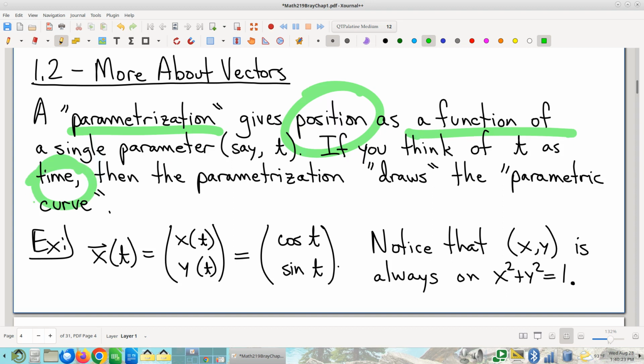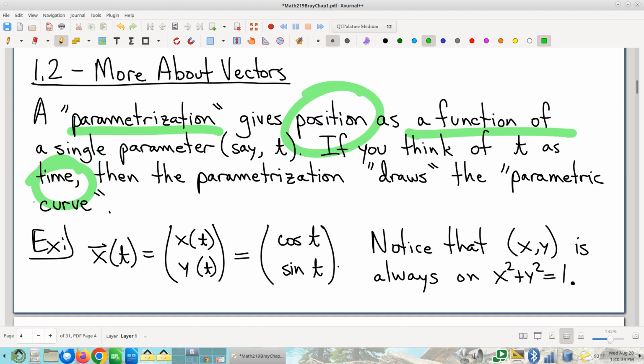You don't have to think of it as time, but it could be any single parameter. And in some cases, maybe something other than time makes sense. But as a default, getting-started point of view, I think it's good to think of it as time. So position as a function of time.